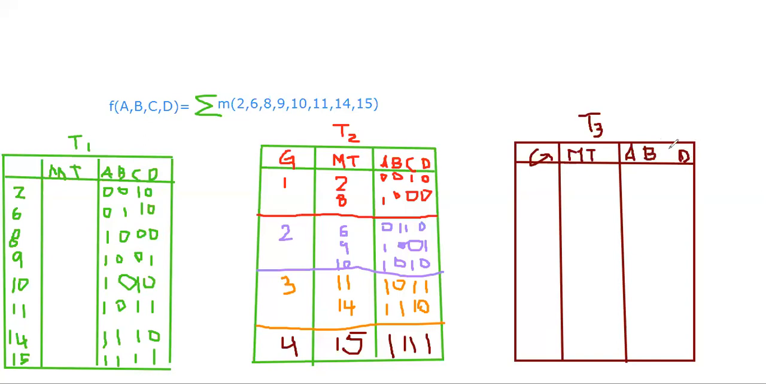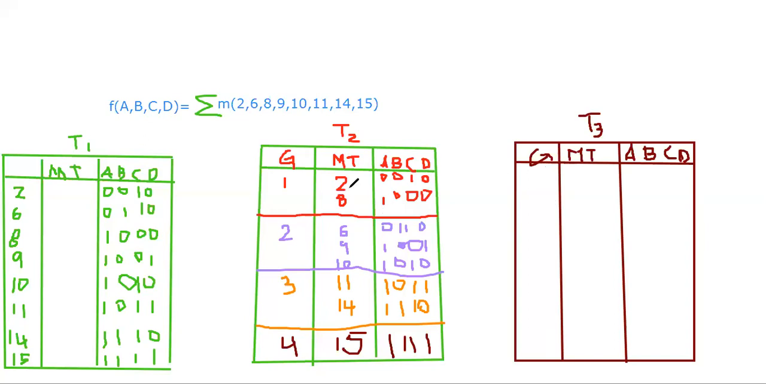Do you remember or not? Sir, no, sir. We have to group. We have to group the numbers which have one difference. So we have to compare 2 with all the numbers in the second group, that is 6, 9 and 10.